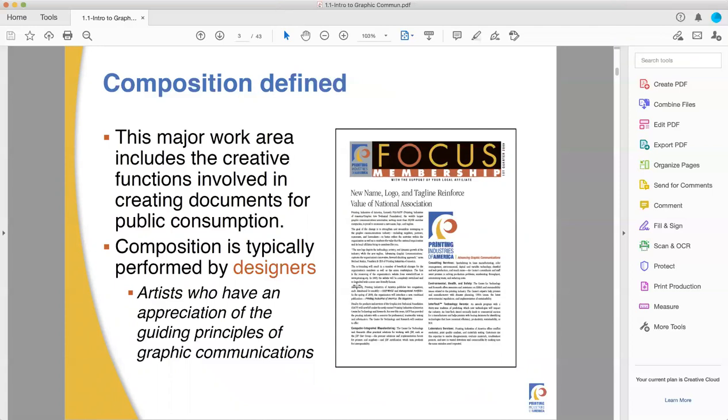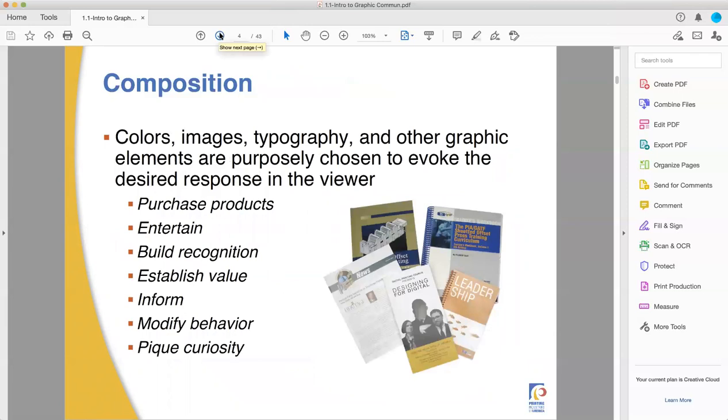So artists who understand the guiding principles of graphic communications is their definition for designers. Designers are the people who make the layouts. There are a lot of different reasons you would do composition. Everything involved in composition is choosing the colors, the images, the typography, and all the parts that get you the right response. We're always looking for responses.